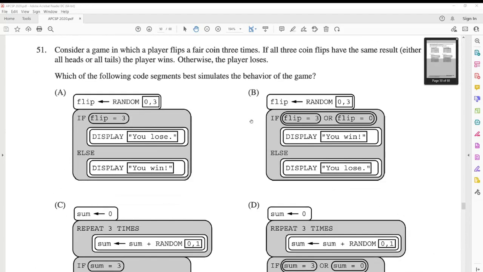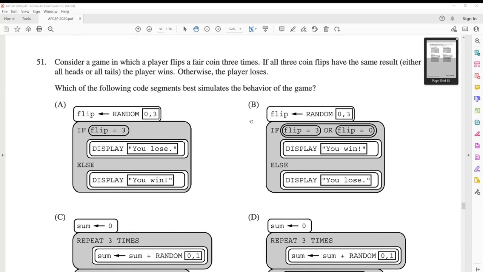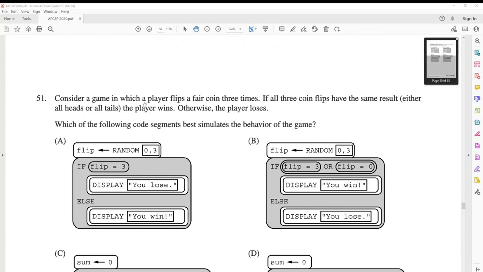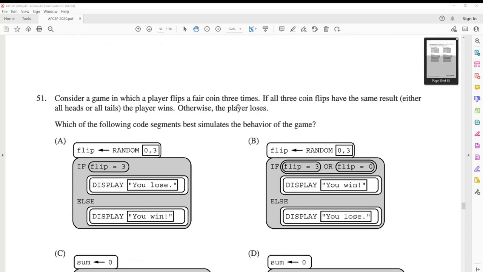Number 51, we have a problem with a random number generator. Consider a game where the player flips a fair coin 3 times. A fair coin is 50%. If the coin flips have the same result, then the player wins. Otherwise, the player loses. Which of the following is the best simulation of the game? You use the random number of a fair coin 3 times.